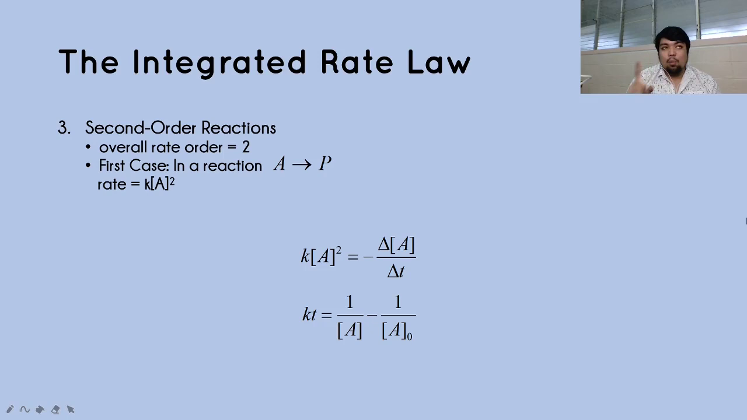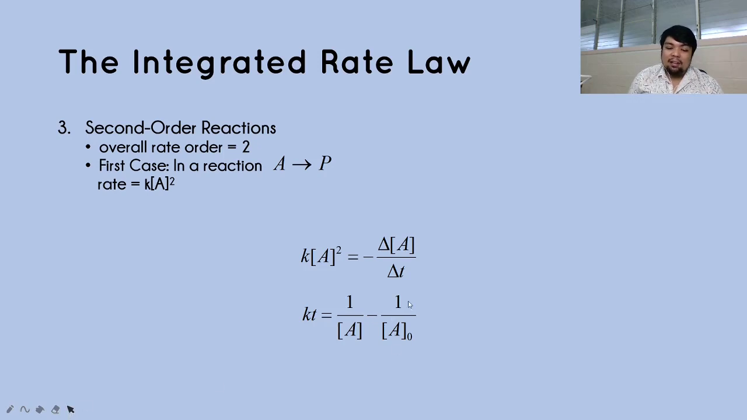The second case is the one similar to the example that we discussed when we covered the basics of the rate law. So the first case is when only one reactant participates. For example, in this reaction, since it's a second order reaction, the rate law here is k, the rate constant, multiplied by the concentration of the reactant raised to the power of 2. This is the first case of second order reaction. Now, the integrated rate law for that will be this one.